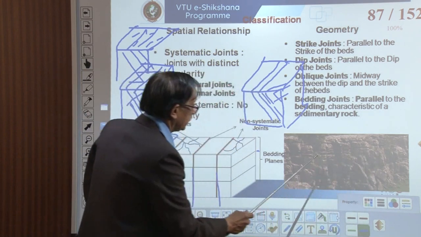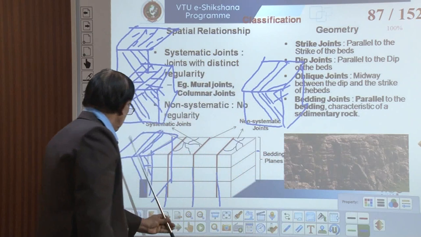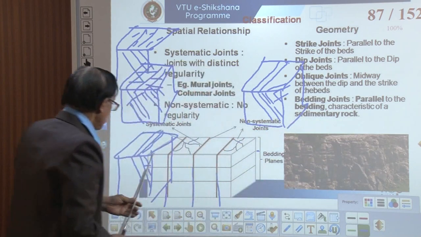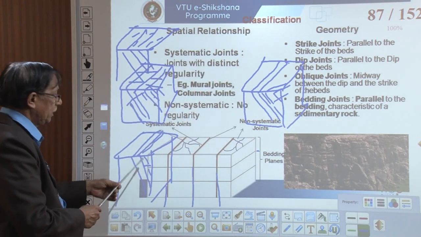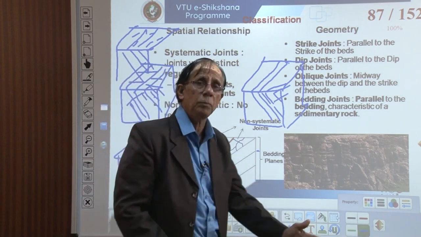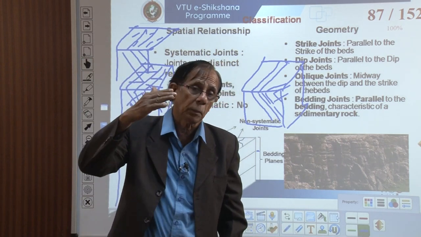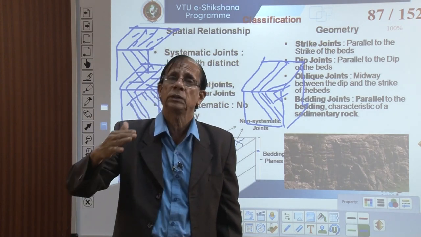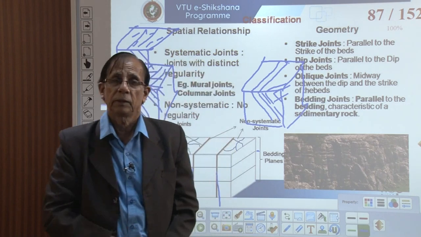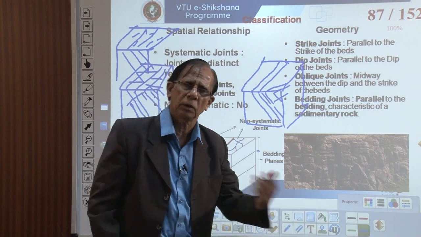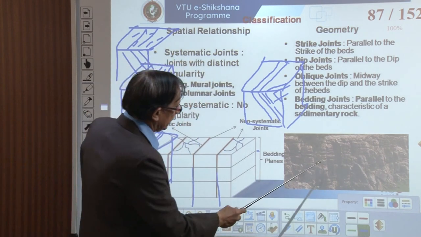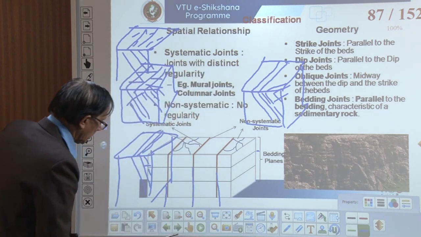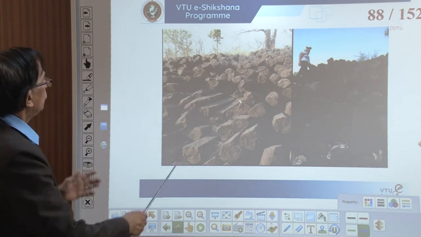Now bedding joint is one thing which is perfectly parallel to the bedding plane as well as the strike. In the photograph I have shown, they are all horizontal beds. Here they are inclined beds. These bedding joints are those type of joints where the joint planes are parallel to dip of the beds, and joint orientation is parallel to strike. Then they are perfectly parallel to strike and dip. They are called bedding joints. But here I have shown they are parallel to the bedding planes. They are bedding joints.